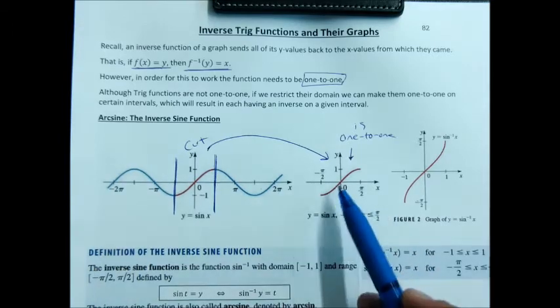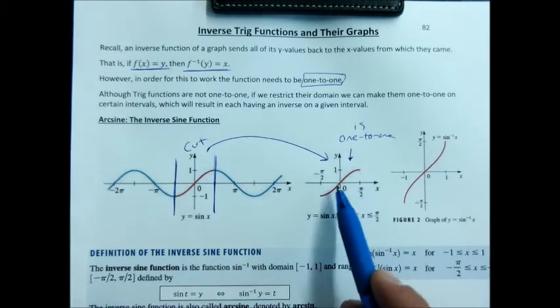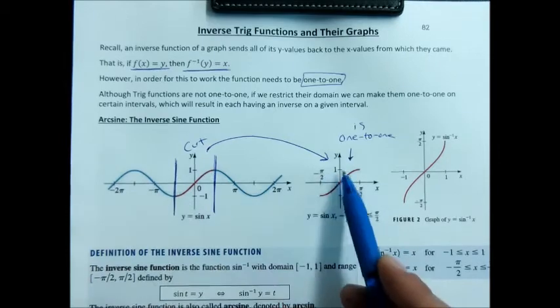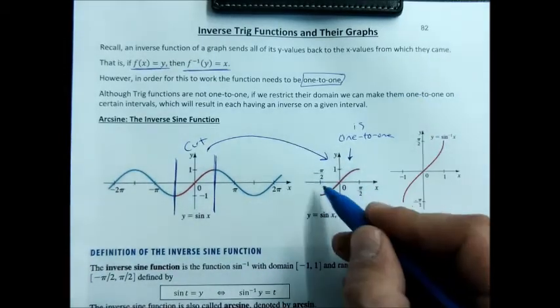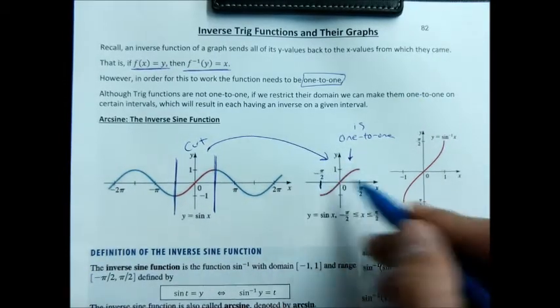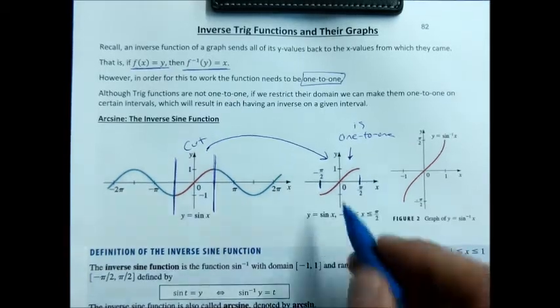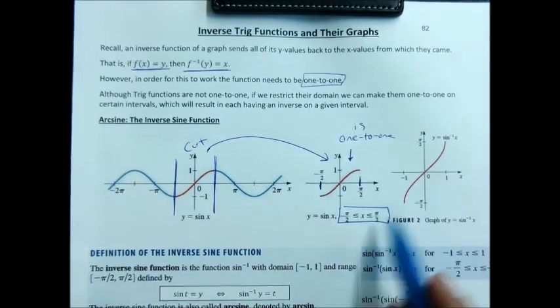But notice what we did. Let me just point this out first. When we made this cut and we focused on this piece, that piece only exists between minus pi over 2 and pi over 2. And that's what this says right here.